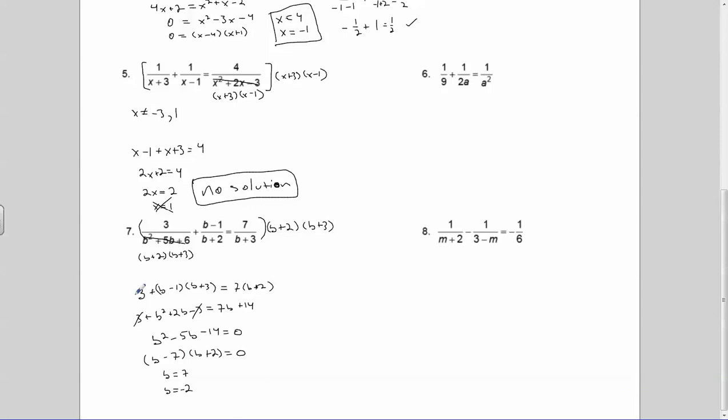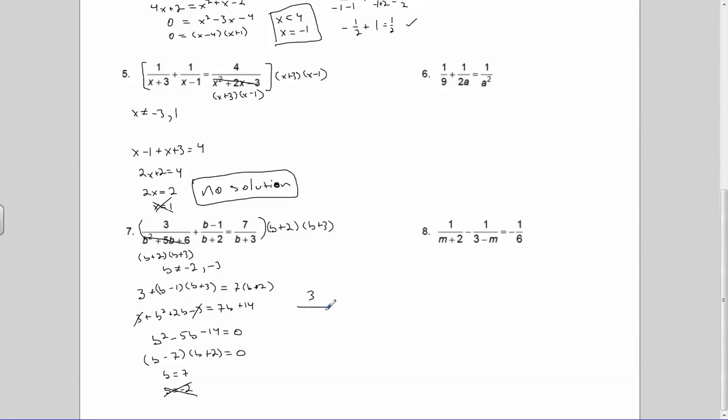The one thing we forgot to do in the process here was state our restrictions. So the restrictions are going to be that b cannot equal negative 2 or negative 3. And we see that one of our solutions is one of the restrictions. So b equals minus 2 is not going to work. Let's go ahead and check 7.